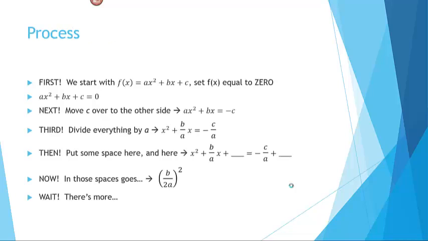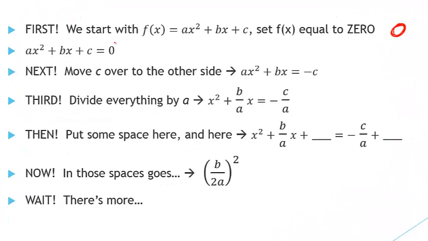First, we start with f of x equals ax squared plus bx plus c, and we're going to set f of x equal to 0. So now we have ax squared plus bx plus c equals 0. Don't be alarmed by the 0 being on the right side, that's just where I like to have it. Next, move c over to the other side. We subtract c from both sides, which gives us ax squared plus bx equals negative c.